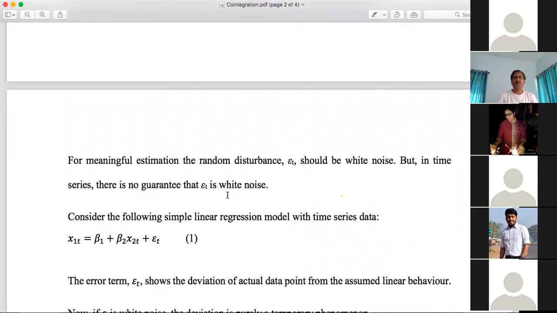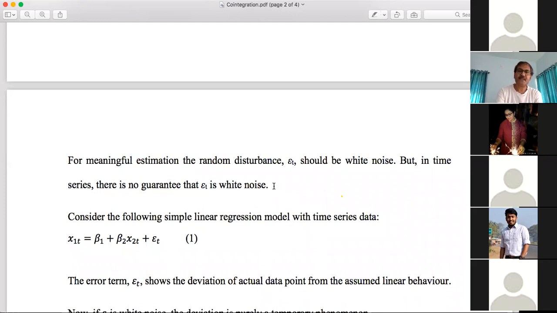Although by assumption epsilon t is white noise, we always assume the expected value of epsilon t equals 0, the variance of epsilon t is sigma squared, etc. So this is by assumption. But if we use time series data, this assumption may not be valid. Ultimately epsilon t may not be white noise, and the problem of spurious regression will appear.